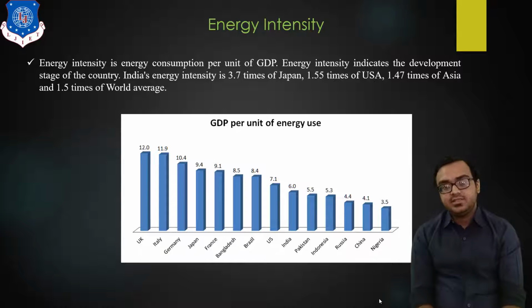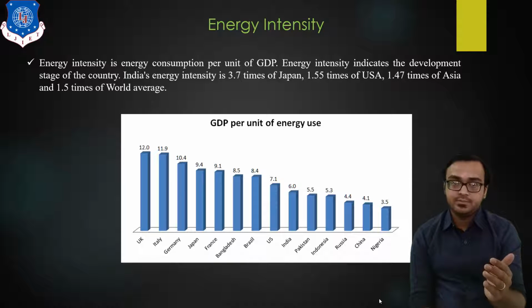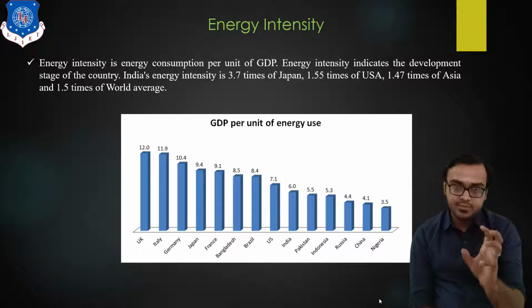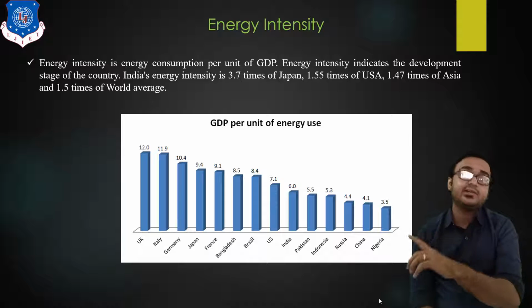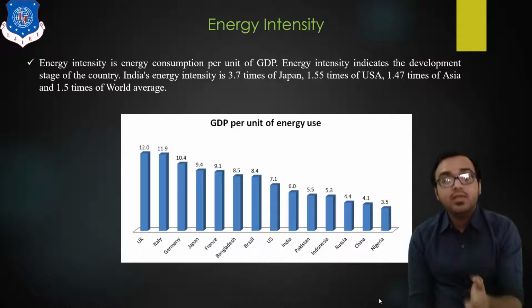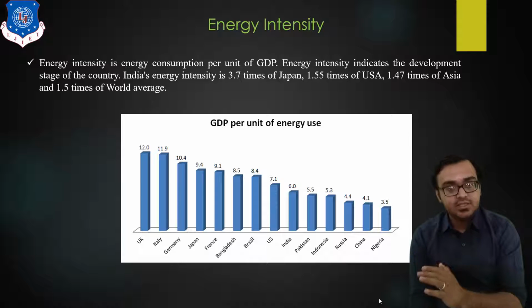India's energy intensity is 3.7 times of Japan, 1.55 times the USA, 1.47 times Asia, and 1.5 times the world average. Okay, because we are a developing country, not a developed country. So energy intensity is an indication of the energy consumption per unit GDP, which has a direct relationship with the previous topic called the energy need for the growing economy. We need to increase our energy intensity in order to increase our GDP.